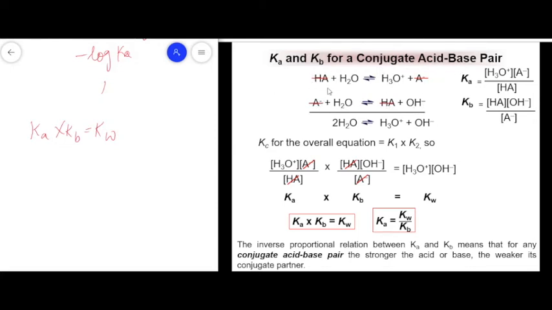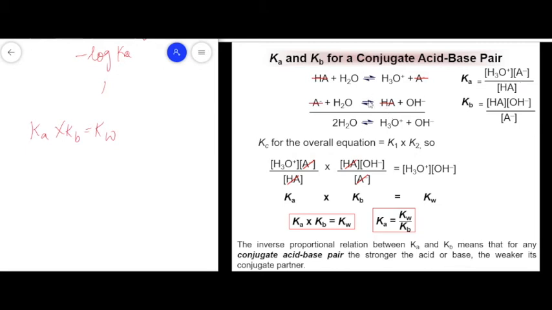Since this is an equilibrium for an acid, we can write it as Ka. Ka will be products, H3O plus times A minus, divided by HA. And since this is a base, the reaction is essentially for a base. We'll write this as Kb, which would be equal to the products HA times OH concentration over A minus. Water here is liquid, so it has been ignored in both cases.